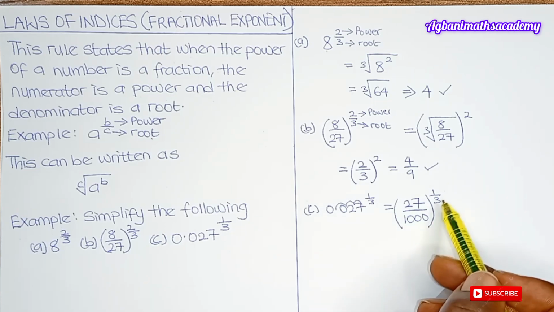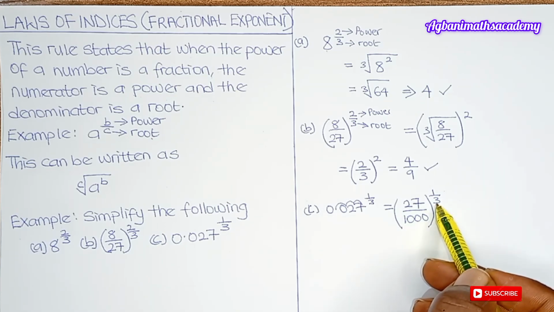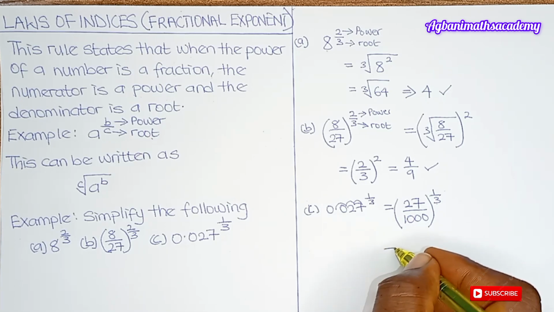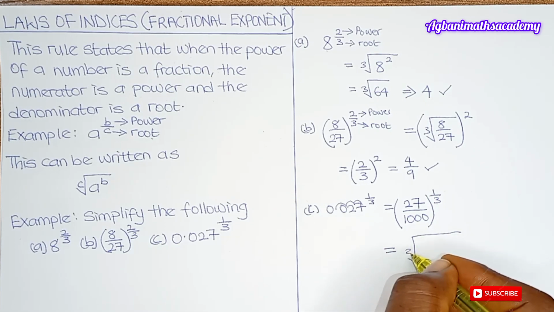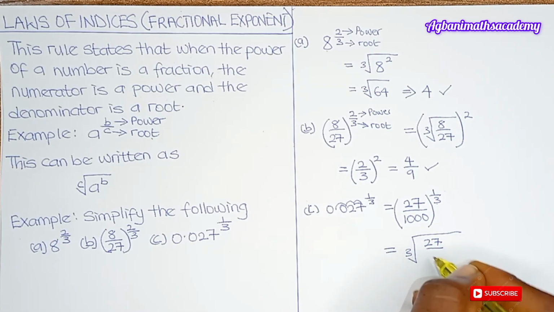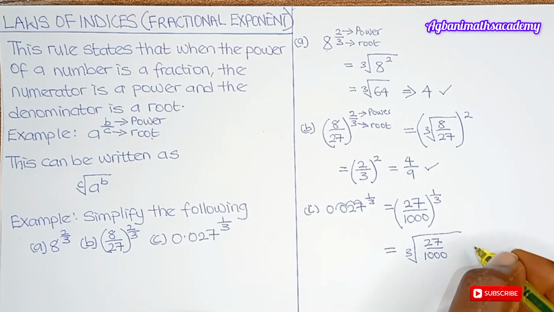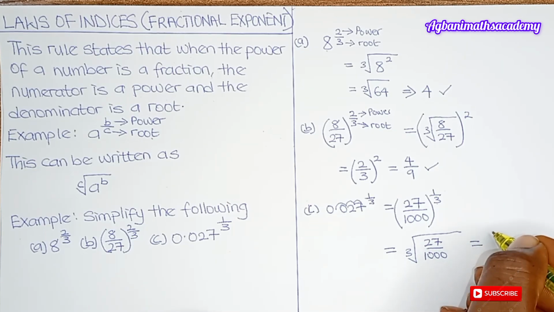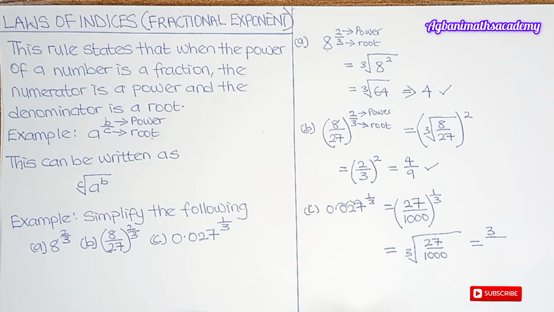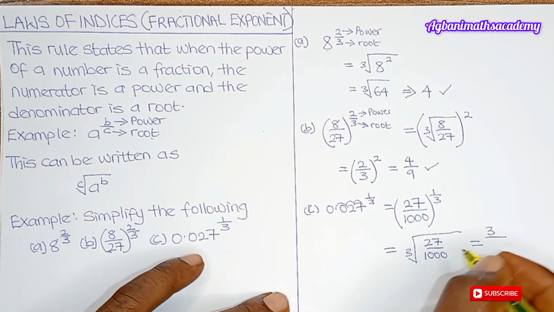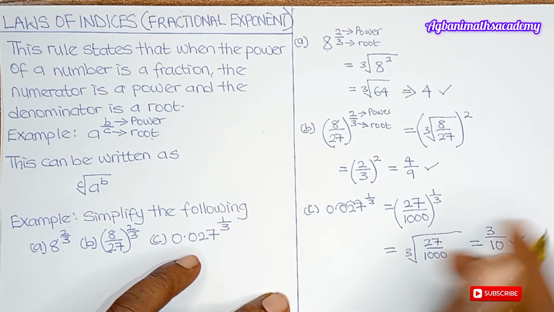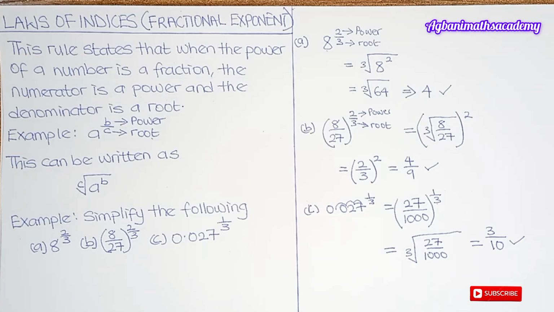Remember, 3 is at the denominator, therefore it is a root. So we have the cube root of 27 all over 1,000. We have already found out that the cube root of 27 is 3. So we have 3 here. But what is the cube root of 1,000? The cube root of 1,000 is a number that will multiply itself 3 times to give us 1,000. That number is 10. 10 multiplied by 10 is 100. 100 multiplied by 10 is 1,000. So our final answer to this question is 3 all over 10.